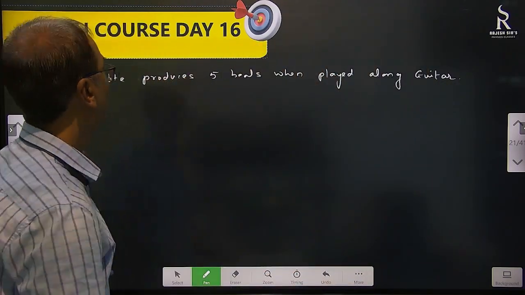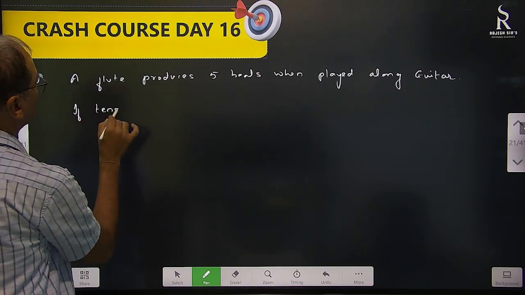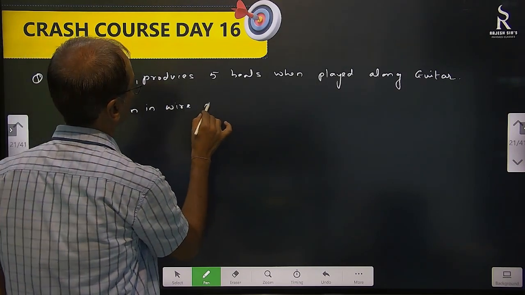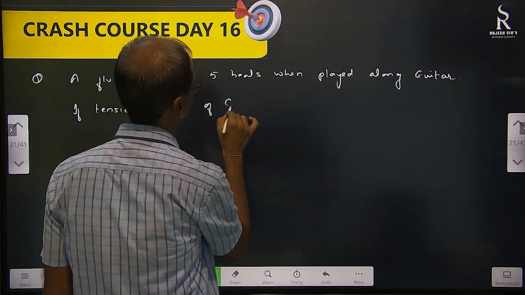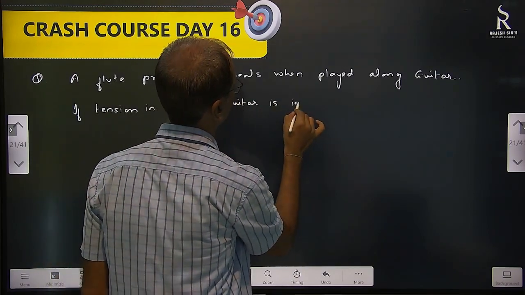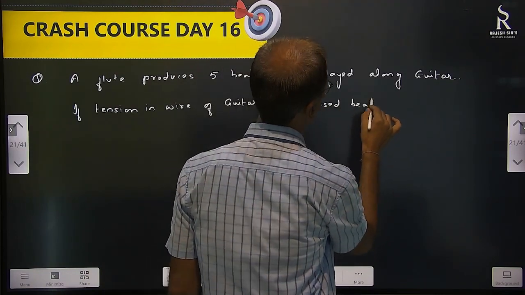Okay, if tension in wire of guitar is increased, beat frequency increases.